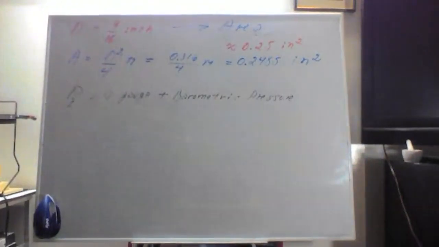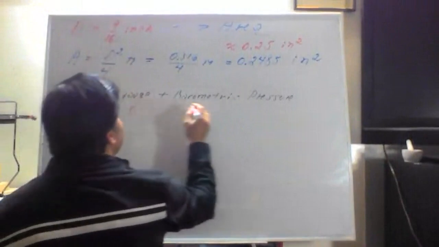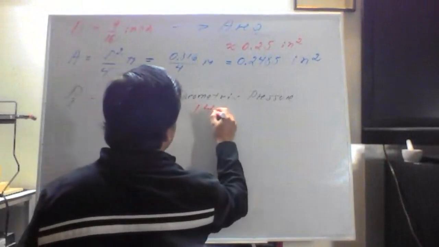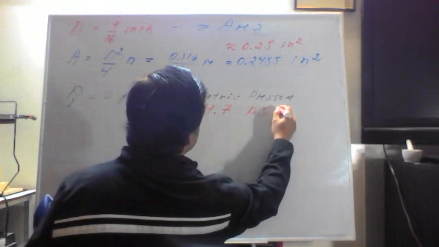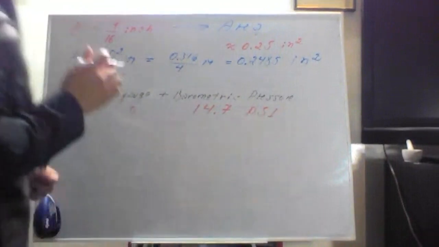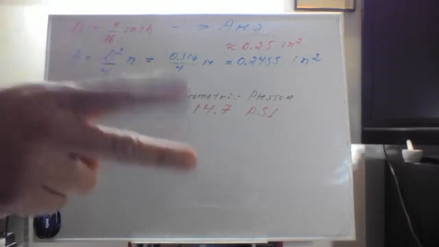So the pressure 1 was 14.7 pounds of force per square inch. So that's the barometric pressure in pounds of force per square inch, 14.7, and that was the pressure at the beginning. Now let's take a look at the second pressure.